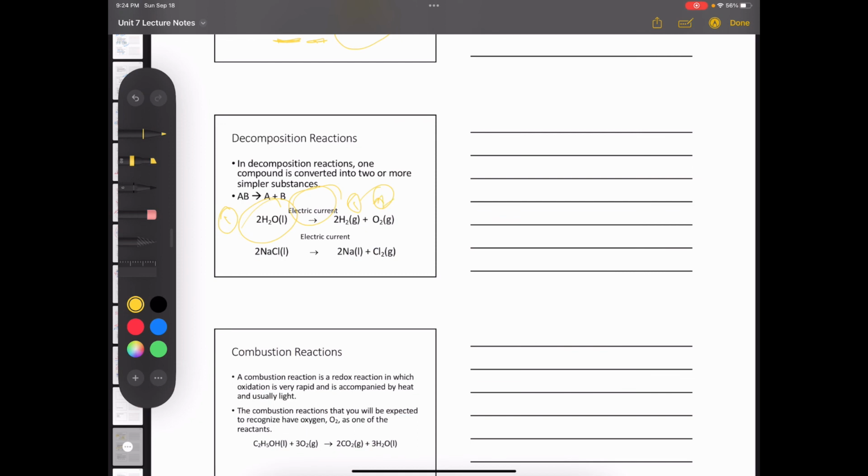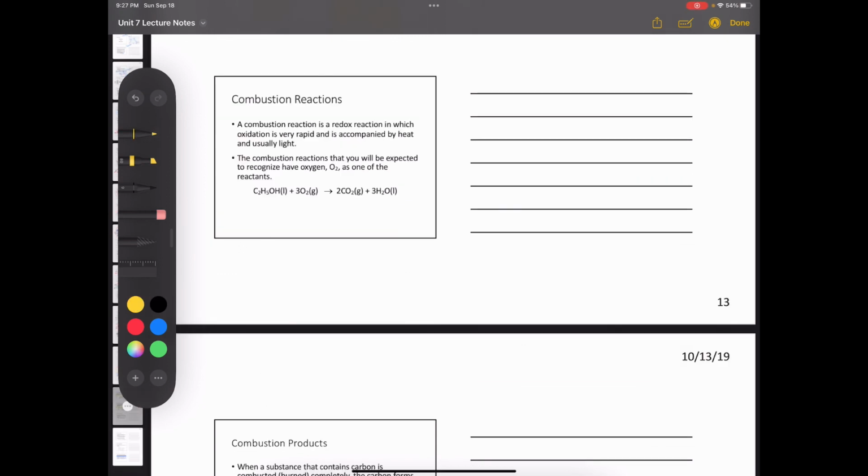You have two products, which is the hydrogen and the oxygen. Okay. Likewise with the sodium chloride, with electric current as a catalyst, it will break off and dissociate and decompose and form sodium and chlorine gas. So you're starting with one compound, one molecule, and your products are two or more.